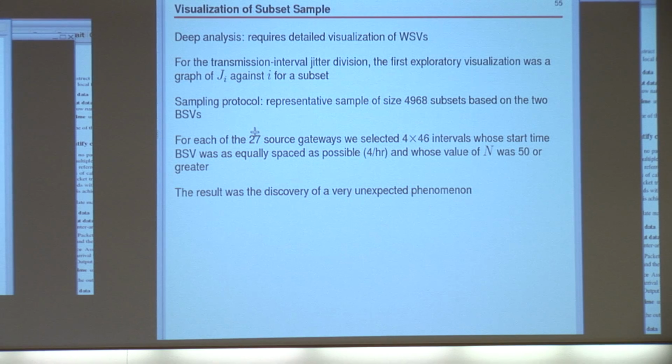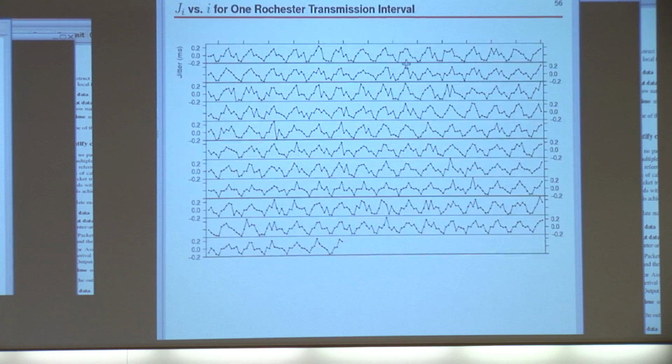And we made these plots. How many plots are there? 4,968 subsets are selected for this sample. So we're going to make 4,968 plots. And here's one for Rochester. So this is a transmission interval. As we go left to right, bottom to top, our index is increasing.